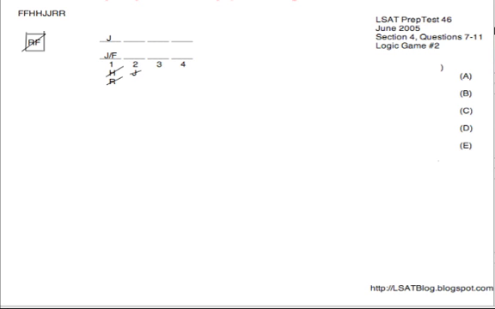This is test 46, game 2. This is the cassette tapes game. It's a matching or assignment game where we're taking the 8 genres, F, H, J, and R, and assigning them to sides of a cassette tape.